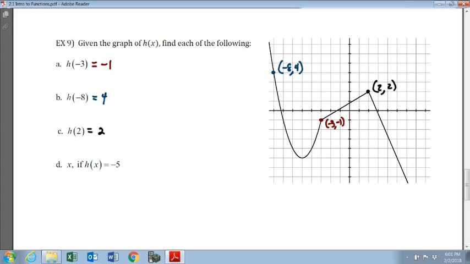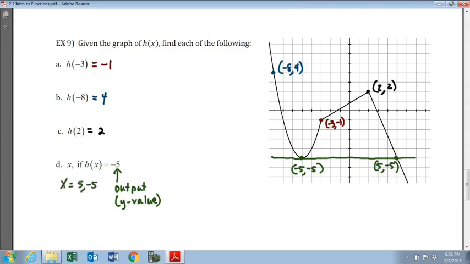All right. Last one. Notice this time we're given the output, not the input. This is a y value. So we need to go to the graph and look for any points that have a y value of negative 5. One way to do this is to draw a horizontal line through negative 5. Notice there are 2 points on my graph that are down 5, or have a y value of negative 5. Both of these points have a y value of negative 5, so the corresponding x values are negative 5 and 5. All right, and that's going to be it for this video.